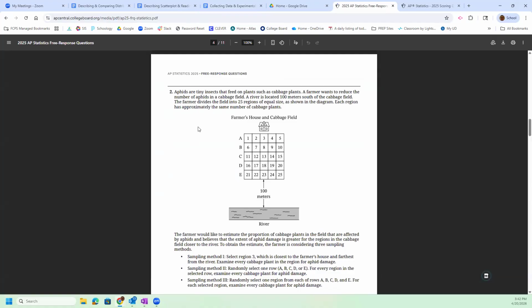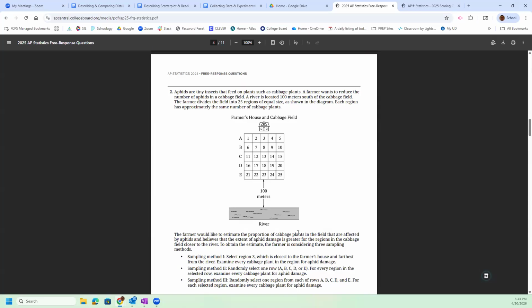Aphids are tiny insects that feed on plants such as cabbage plants. A farmer wants to reduce the number of aphids in a cabbage field. A river is located 100 meters south of the cabbage field. The farmer divides the field into 25 regions of equal size, as shown in the diagram below. Each region has approximately the same number of cabbage plants. So there's the farmer's house, here's this farm, divided into 25 plots, about 100 meters from a river.